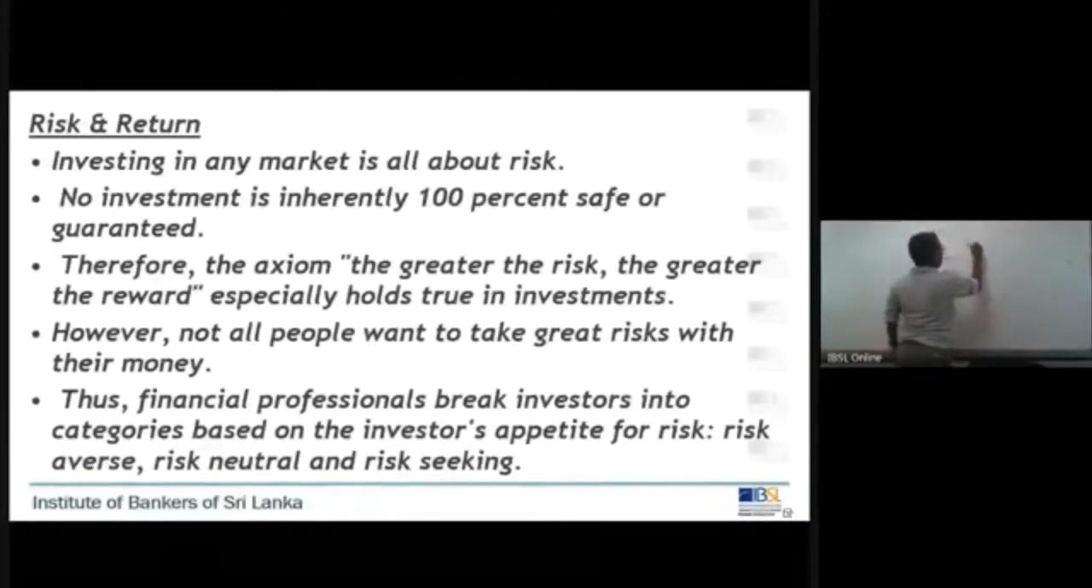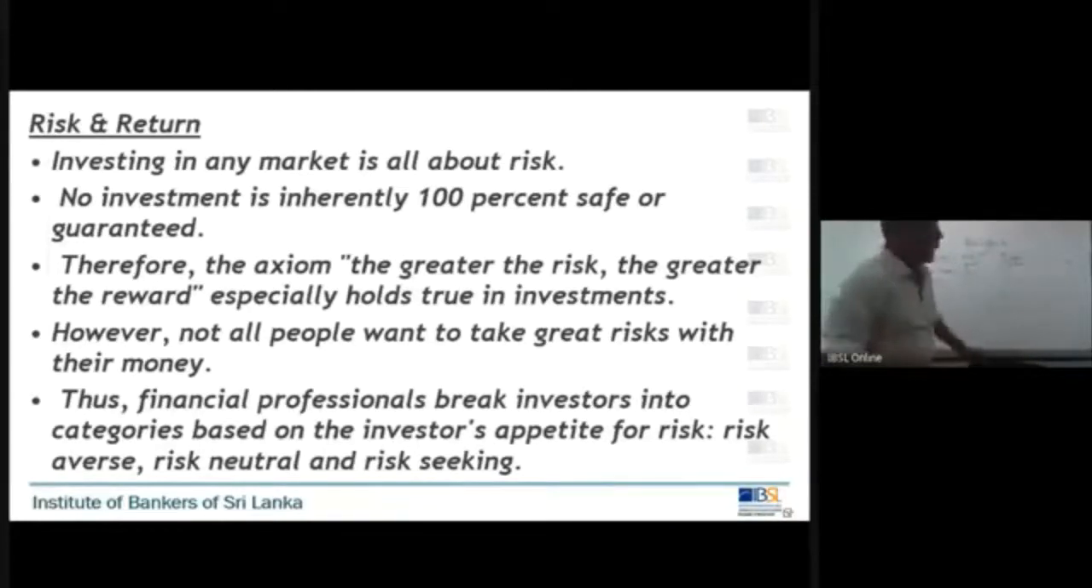Risk appetite, two types. One, capacity, that means risk capacity: to what extent you can absorb the risk. Second point, attitude on the risk, we call risk attitude. Based on the risk attitude, people categorize investors into three types. What are the three types? Risk lover or seeker, then risk neutral, and risk averse.